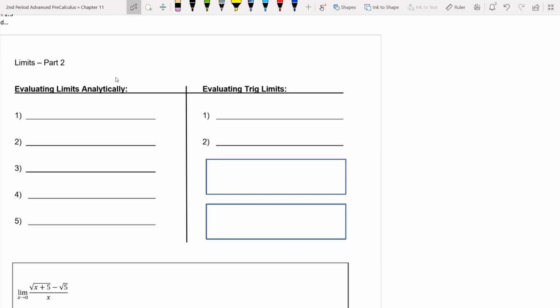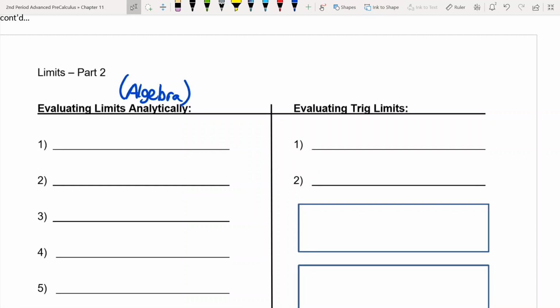In this lesson, we're going to look at solving limits analytically. Analytically is the same thing as by doing it with algebra. So we're going to use our algebraic techniques that you've learned in college algebra or in the first half of this class in order to solve. The next lesson, we're going to look at the right-hand side, evaluating the trig limits. But for today, we're just going to do the algebraic approach to this.